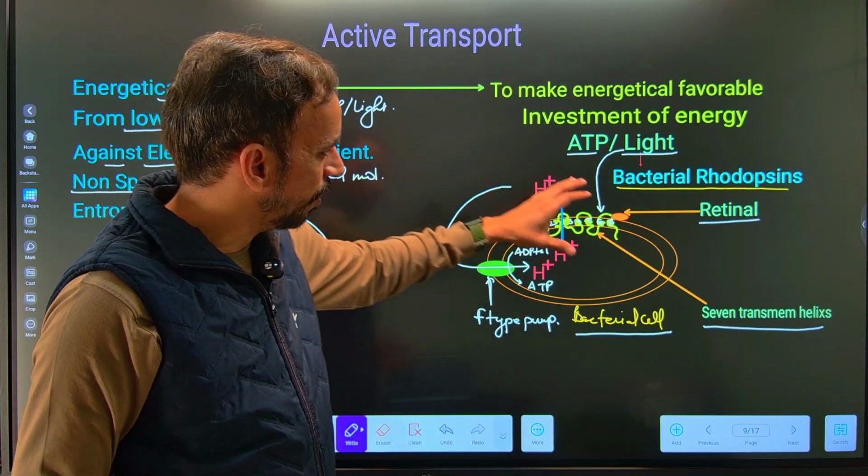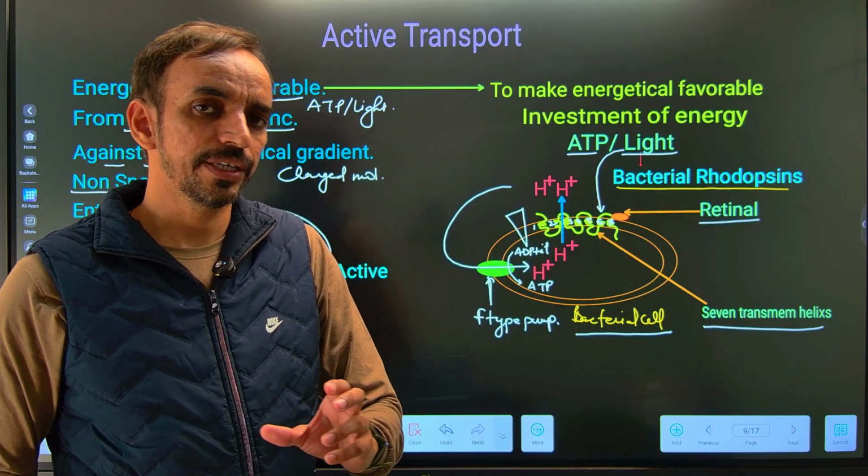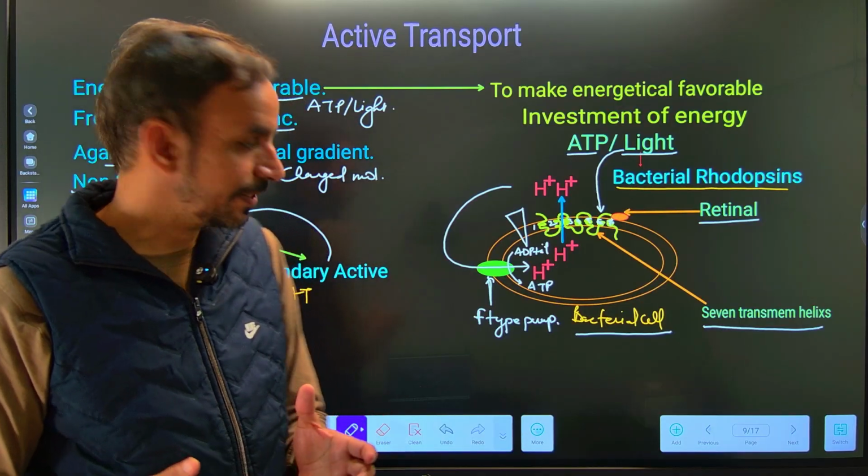So this is the structure of a bacterial rhodopsin, where there is a utilization, or investment, of energy in the form of light to transport the molecule against its concentrational gradient.